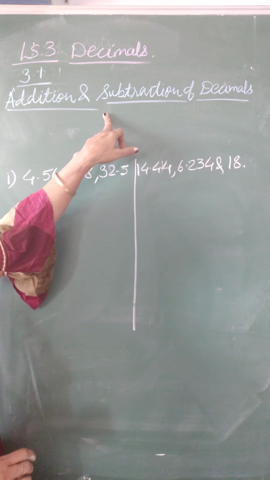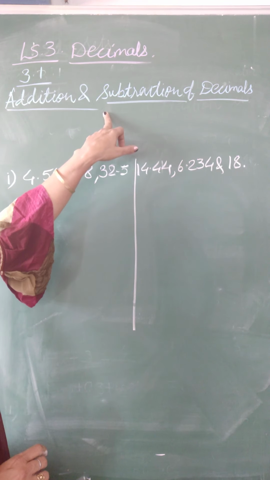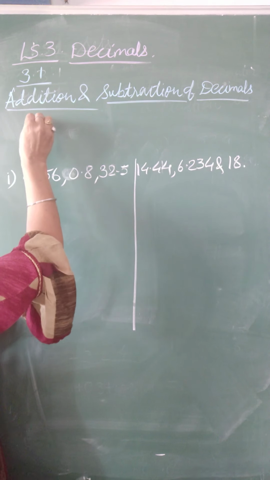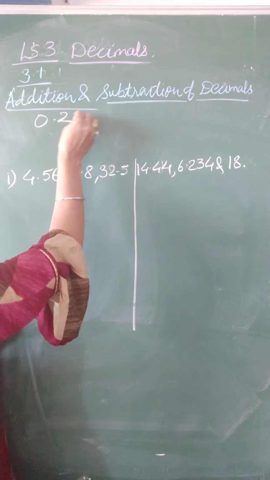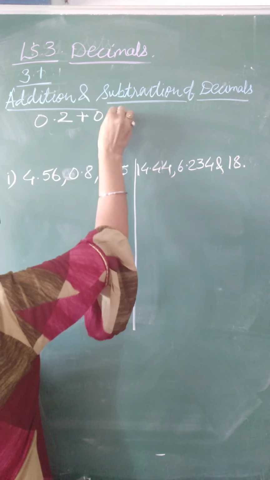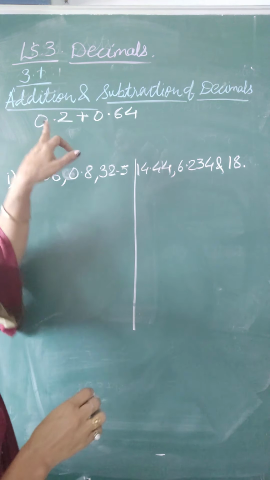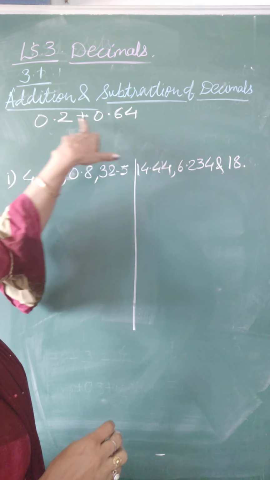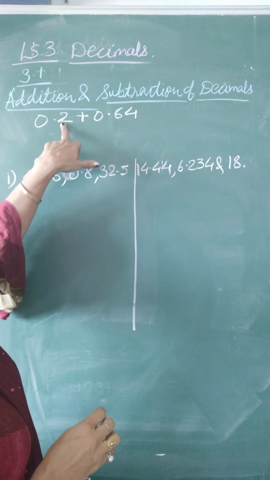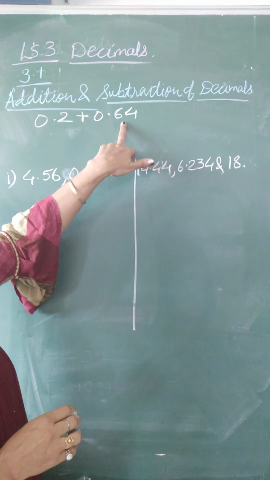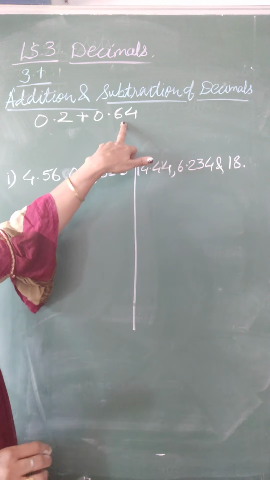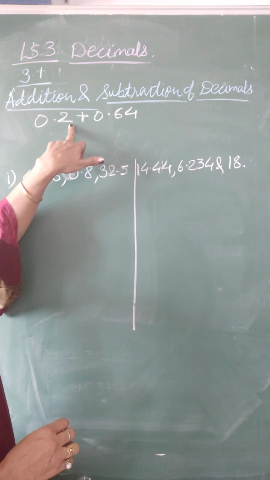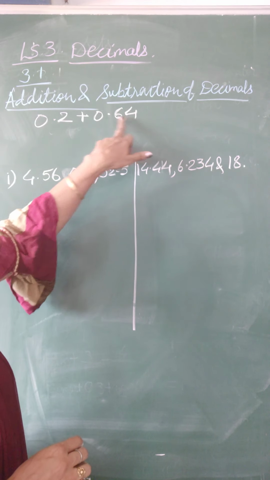The very important point to note here is that first you will convert the given decimals into like decimals. Suppose my question is you have to add 0.2 and 0.64. Now as you can see, these are unlike decimals, as here the number of decimal places is 1 and here it is 2. So what we do, first convert the given decimals into like decimals.